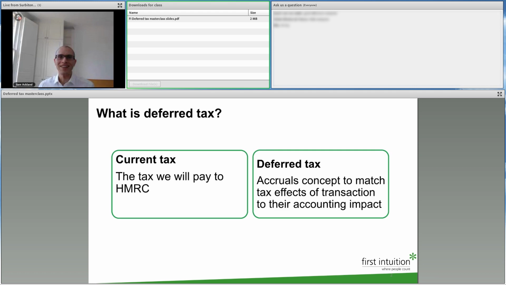Now, we've got a definition here that it's the accruals concept applied to the tax expense. So we're going to match the tax effects of a transaction to their accounting impact. So this is something we'll come back to time and time again here, matching the tax effects of a transaction to the accounting impact. Now, first of all, I'm going to run through a little example of why we need deferred tax. So why can't we just stick with current tax? It'd be a lot easier. Why do we need deferred tax in our accounts?